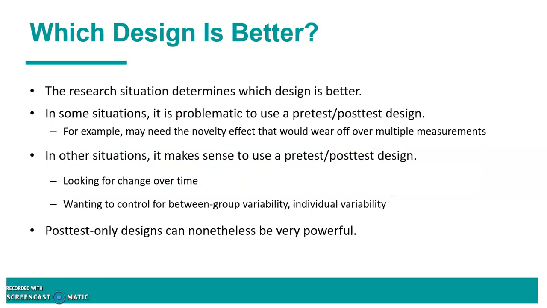So when would you use one of these versus the other? It really depends on the research question, the research situation. Sometimes it's not going to work to use a pre-test, post-test design. There's sometimes a novelty effect that you need in order to see the effect that you're interested in. Some things can't be unlearned, for example. Sometimes it does make sense, though, if you want to look for change over time, improvements, increases, decreases. If you want to control for between group variability as well as individual variability, then they can be powerful.